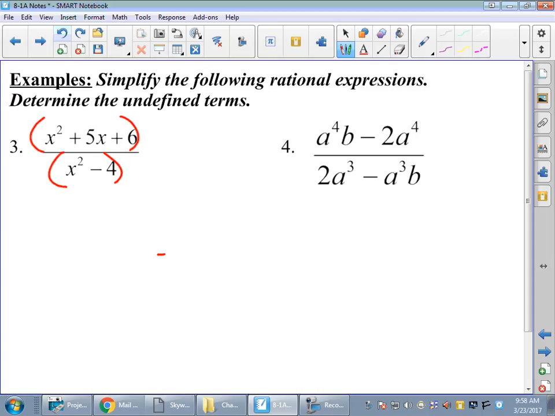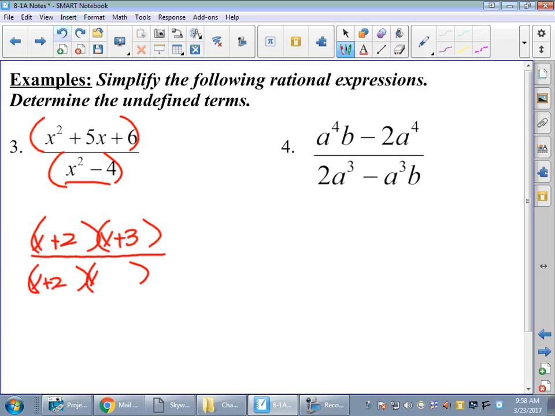The top is a trinomial, and I'm just pretty good at factoring. I know that what did we multiply to get that? X plus 2, x plus 3. I'm looking for 2 numbers that multiply to give me 6 and add to give me 5. 2 and 3. The bottom is the difference of perfect squares. It's been a while since we factored. One's positive, one's negative. That's why the middle term went away. X plus 2, x minus 2.